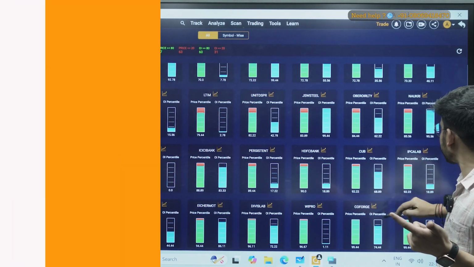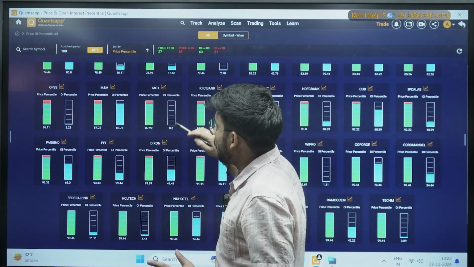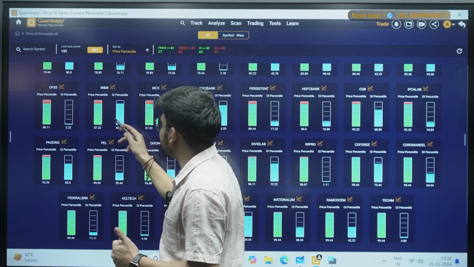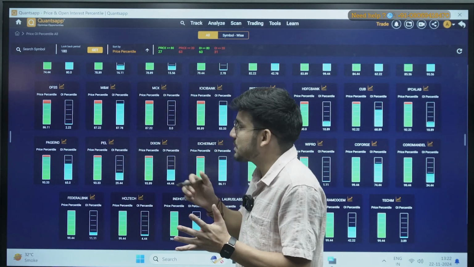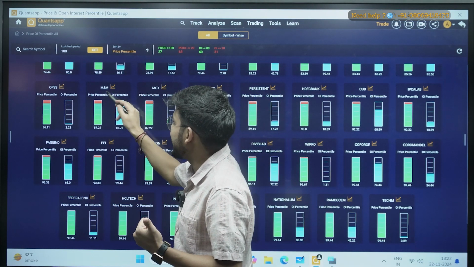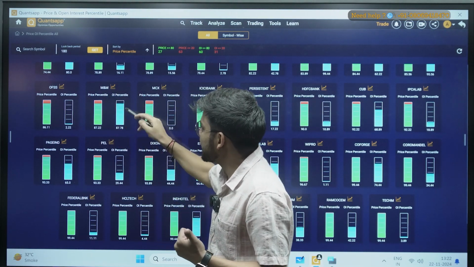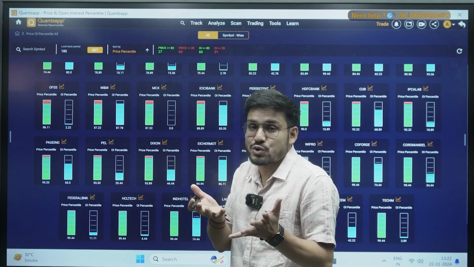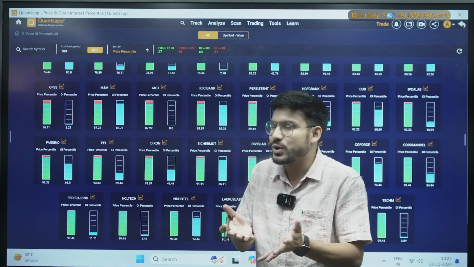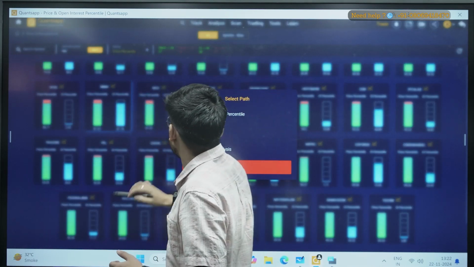Let me find out. Here I can see none of my stocks is showing OI greater than 90, but there are some stocks which are very close to 90. That is why I have written approx 90, right? So I can choose this one, that is M&M. In M&M my OI percentile is 87, which is approximately close to 90, and similarly the price percentile is also 87, approximately close to 90. So I will go with this one.